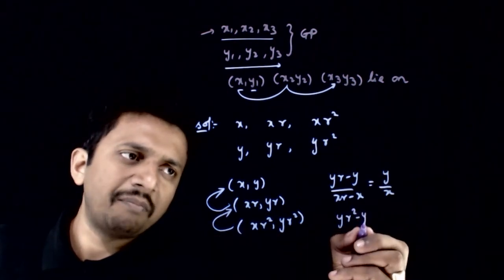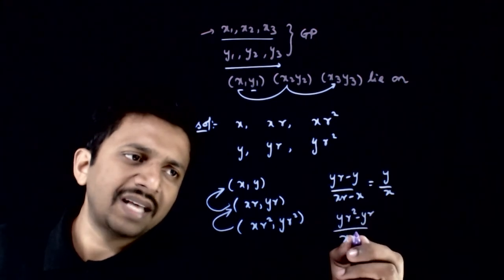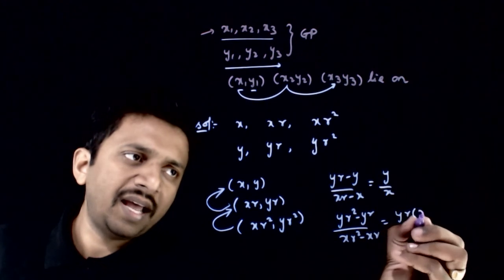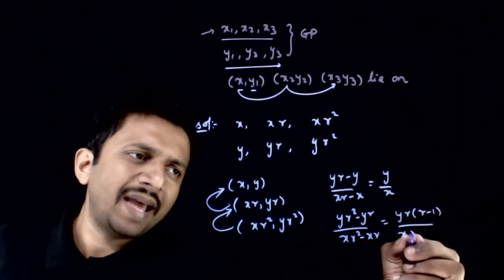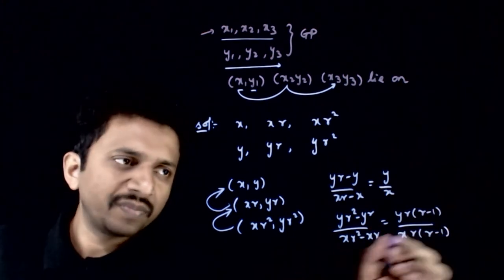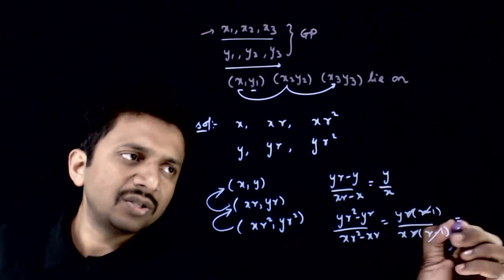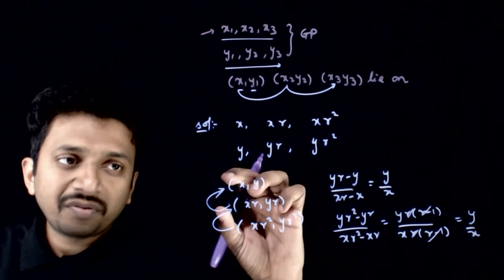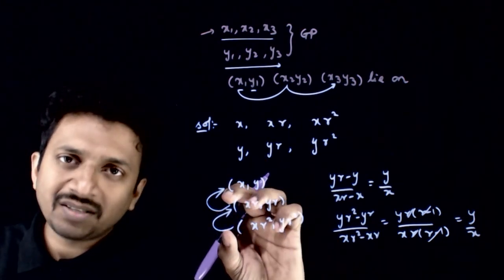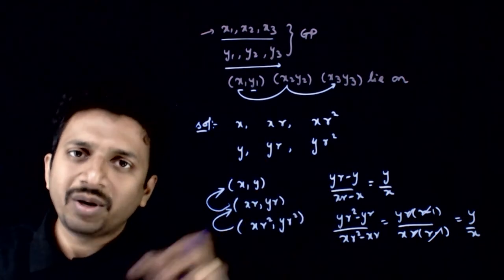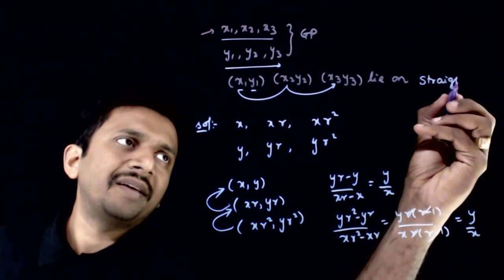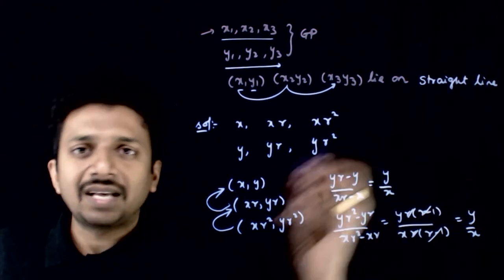yr square minus yr by xr square minus xr, that is equal to yr times r minus 1 by xr times r minus 1. So these 2 get cancelled. This is also equal to y by x. The slope of the line joining these 2 points is the same as the slope of the first, hence these 3 points lie on a straight line. So that is the answer to this question.